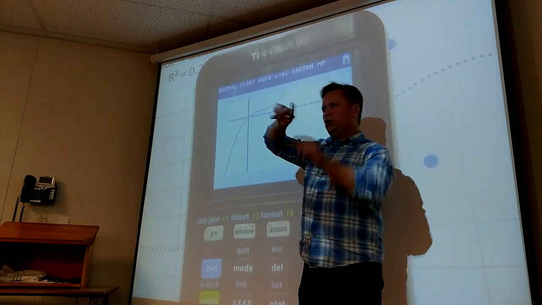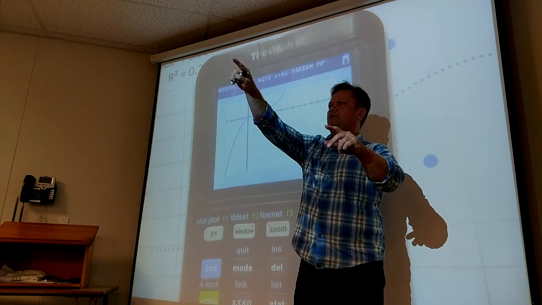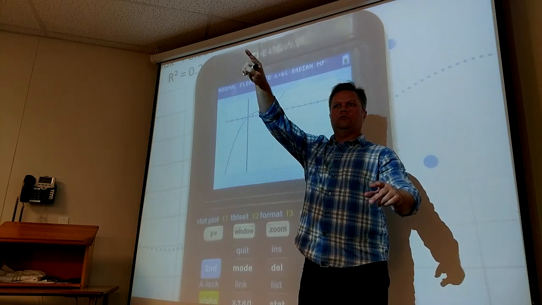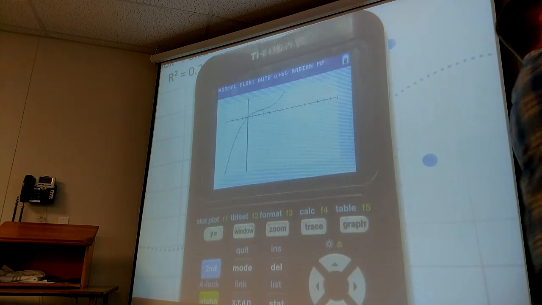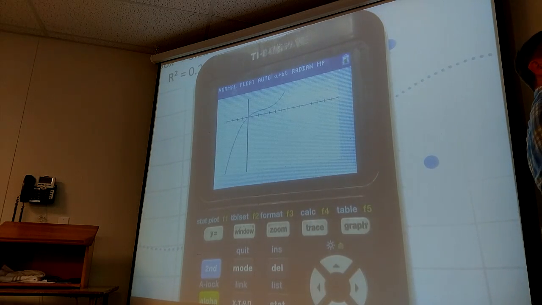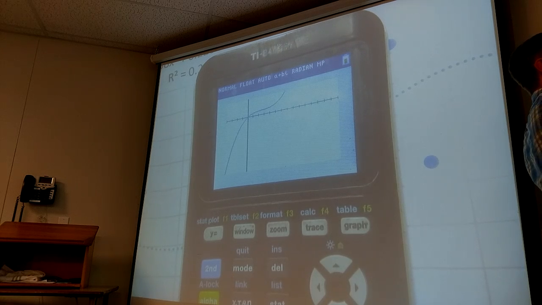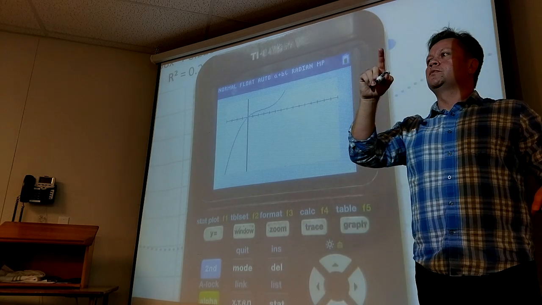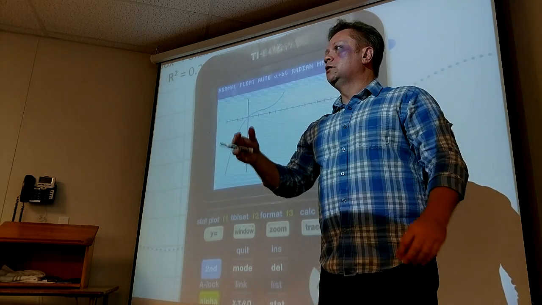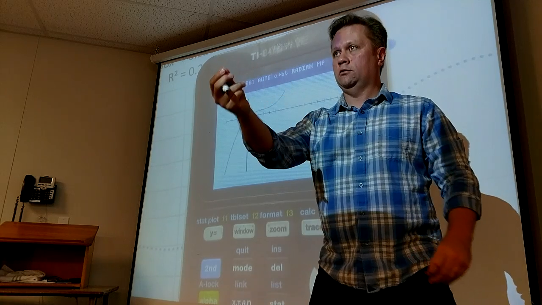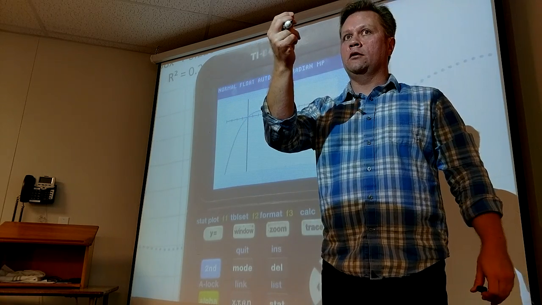Do you see how cubic functions can have a place where it rests for a second? In fact, just x cubed, what's the derivative of x cubed? Yeah, 3x squared. So what's the slope at 0? 0. But does it have a maximum or a minimum there?